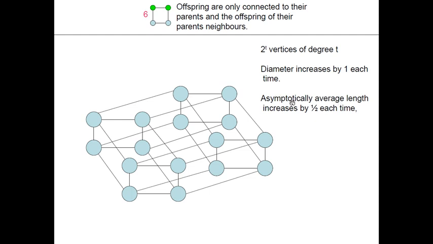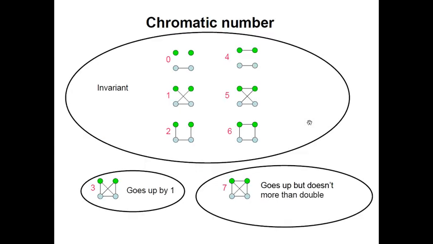And you can also look at the average length between a pair of vertices. So the average length is, if you pick a random pair of vertices, what's the distance between them? And you can show that the average length, in this case, just increases by 1/2 every time. So in this case, we have a network which is growing larger, and it's very regular.